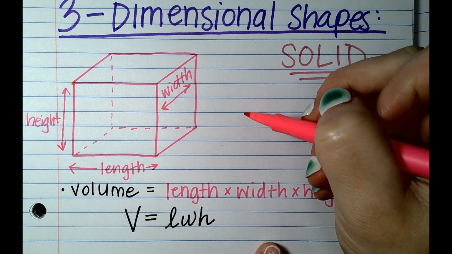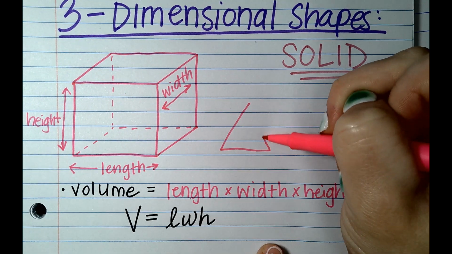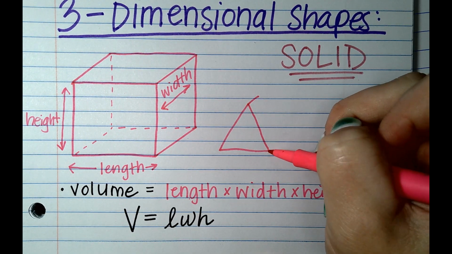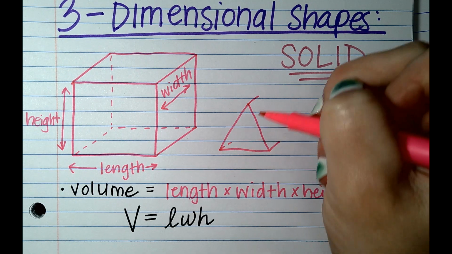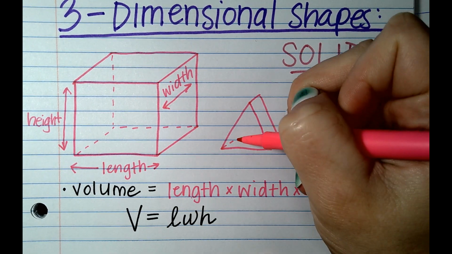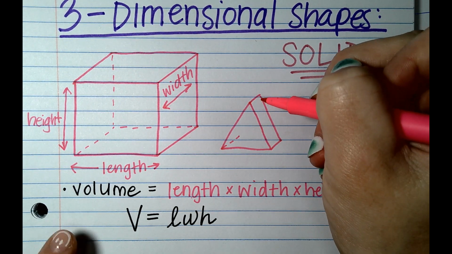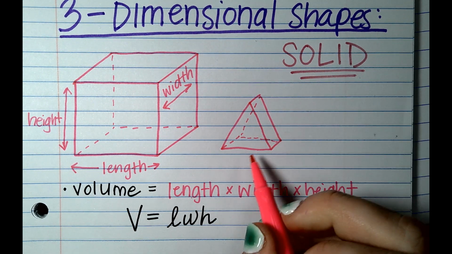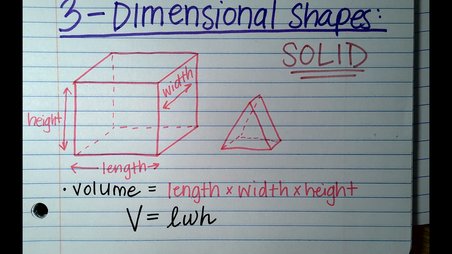So I could maybe do it with a triangle as well. I could take that and go 1, 2, and connect it, see? And now I've got like a 3D triangle here.